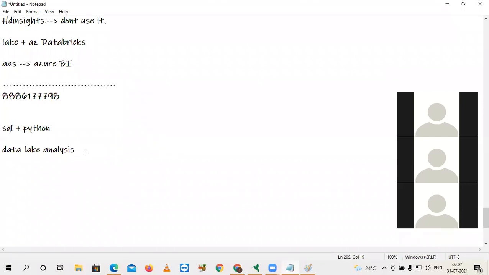Sir, are you covering any machine learning concepts? Yes, but not complete machine learning. I will explain how to use machine learning in Spark, because we have a library here, Spark MLlib.